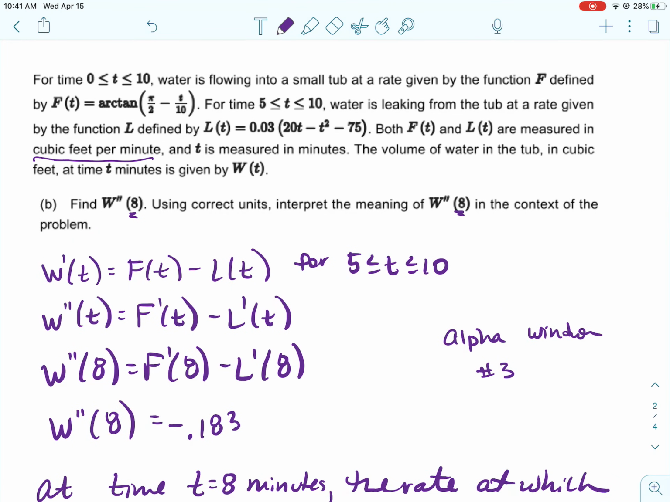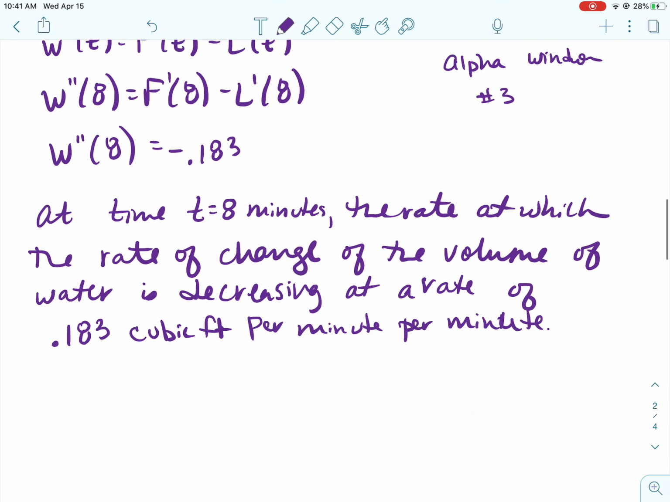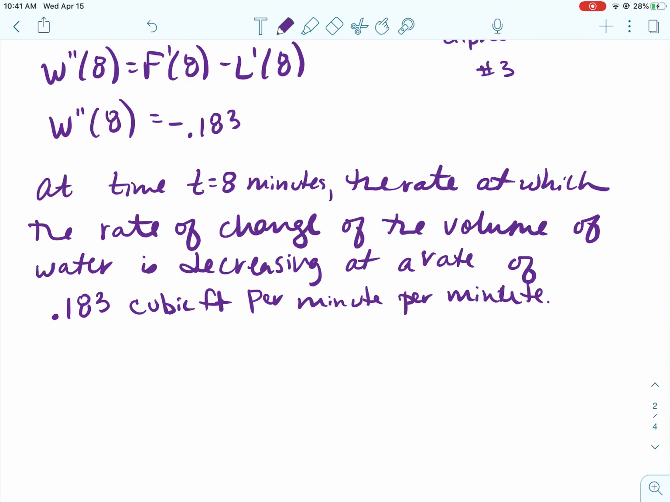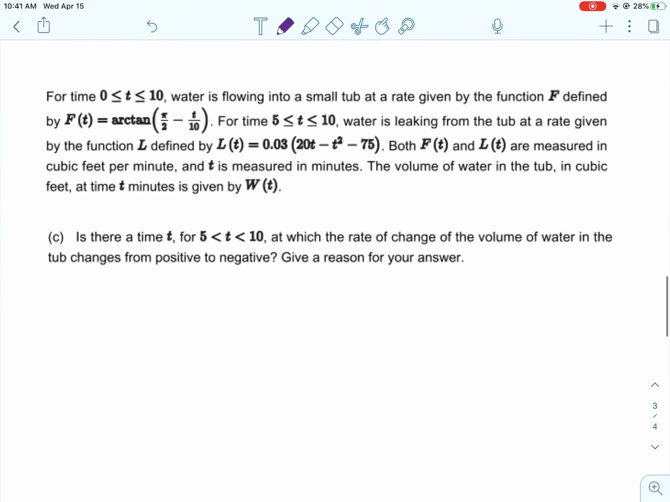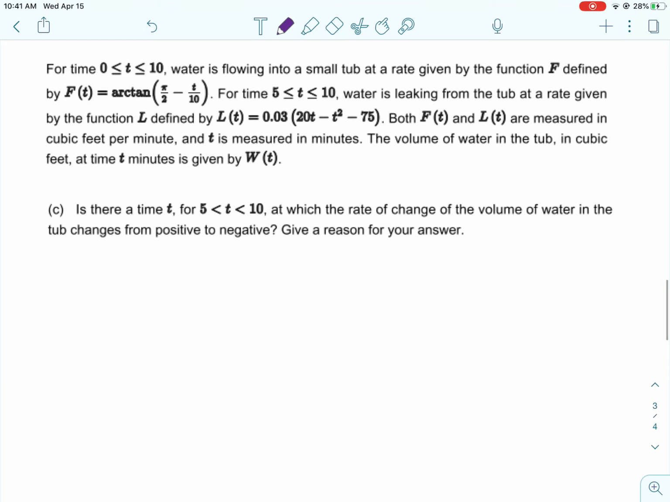So we know that W prime is the rate at which the volume is changing, and that's going to be in cubic feet per minute. Then we divide that by another minute, so it's cubic feet per minute per minute.